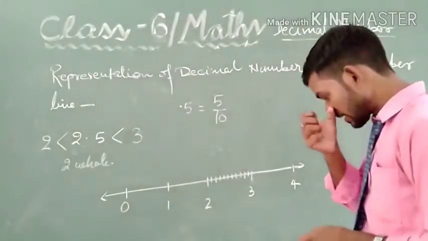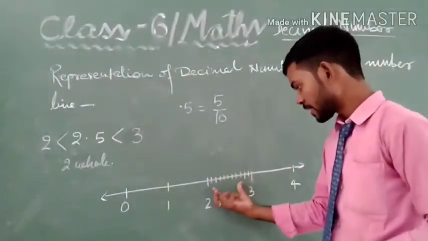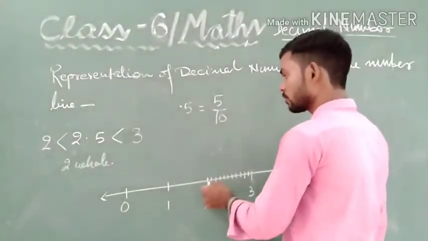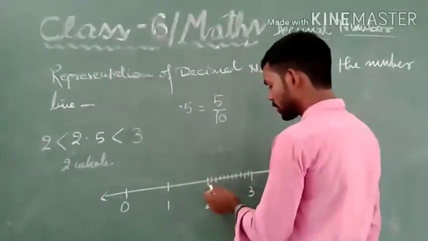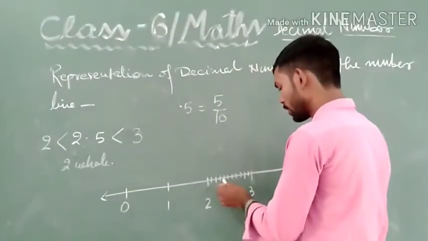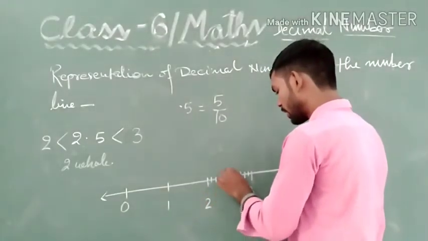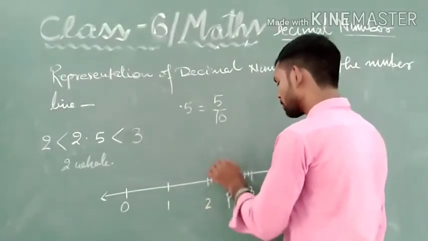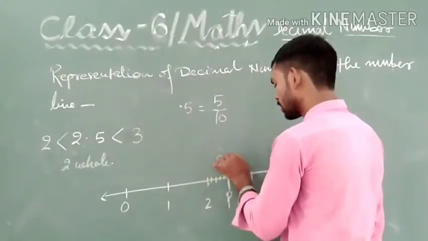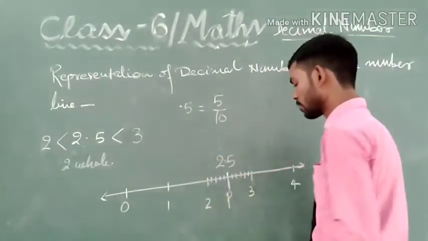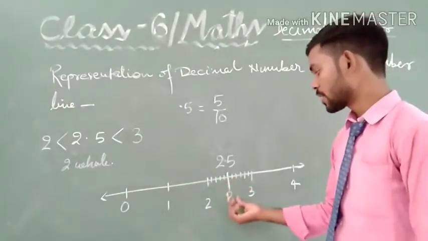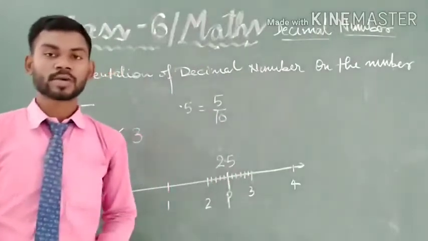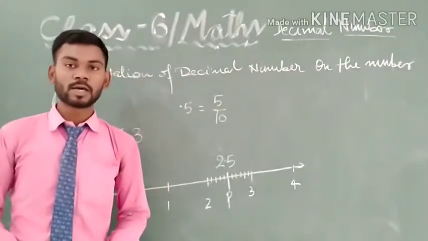Okay, so here we divided the space between 2 and 3 into 10 equal parts. Now this represents 2 and 0.5, so count from there: 0, 1, 2, 3, 4 and 5. So the point P will represent the decimal number 2.5. Okay students, I hope it is clear to everyone.